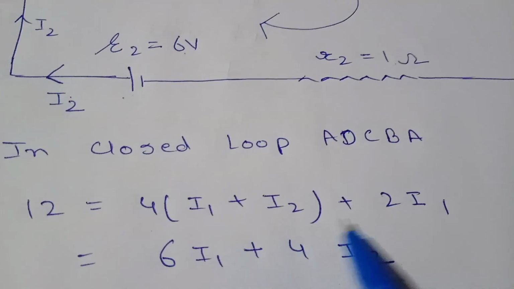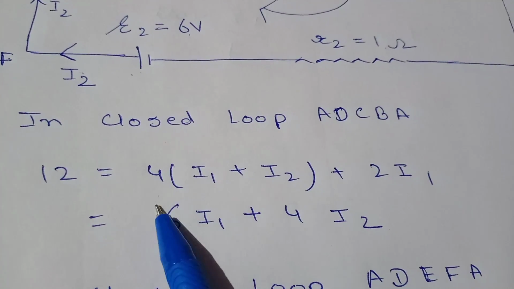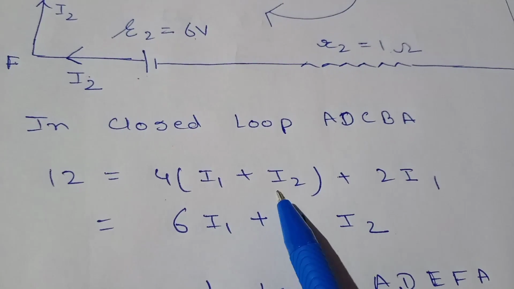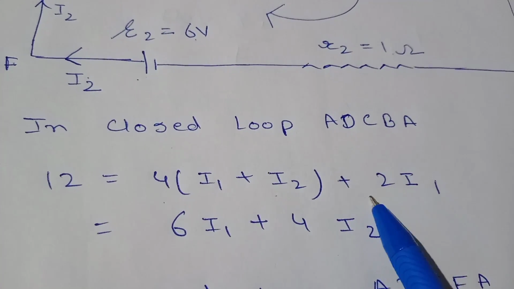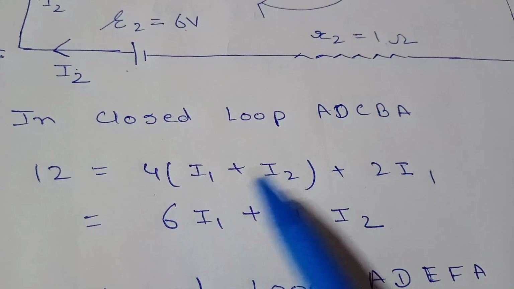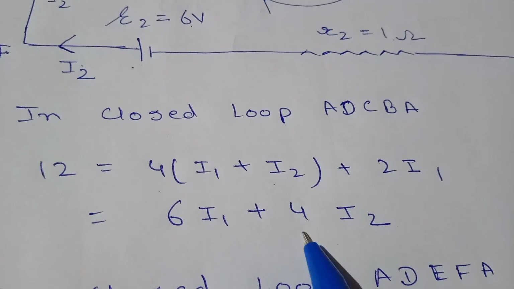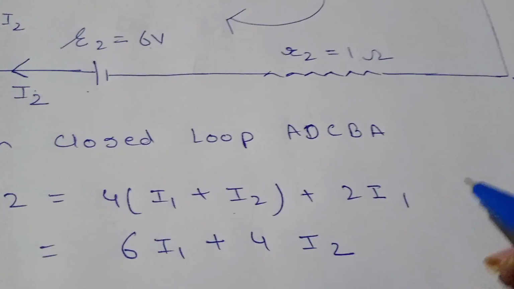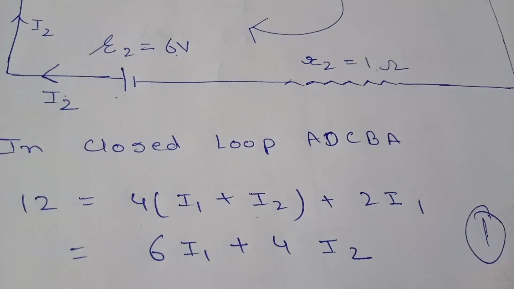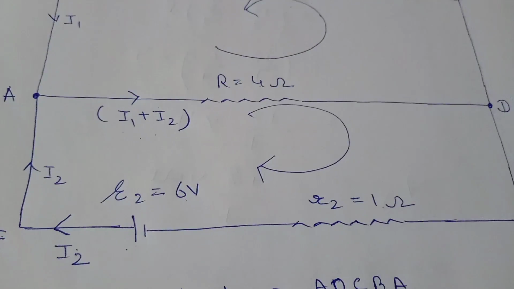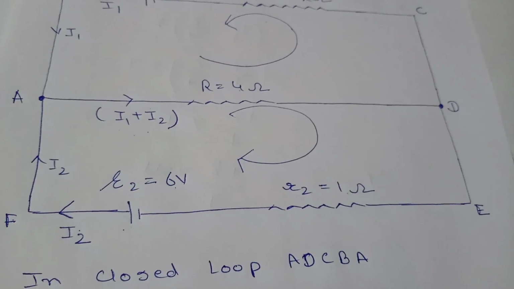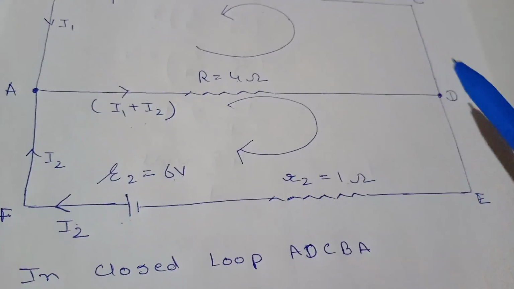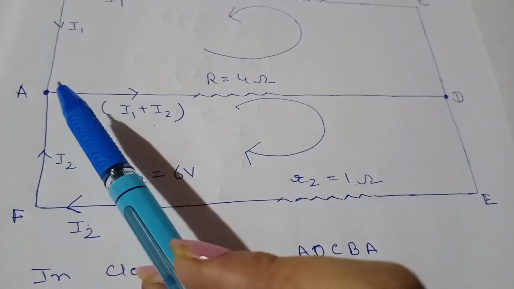Okay, so now after solving, this is 4I1 plus 4I2 and this is 2I1. So 4 plus 2 becomes 6I1 plus 4I2. So this is our equation number 1. Okay, now applying the Kirchhoff law in the second loop, that is ADEFA.